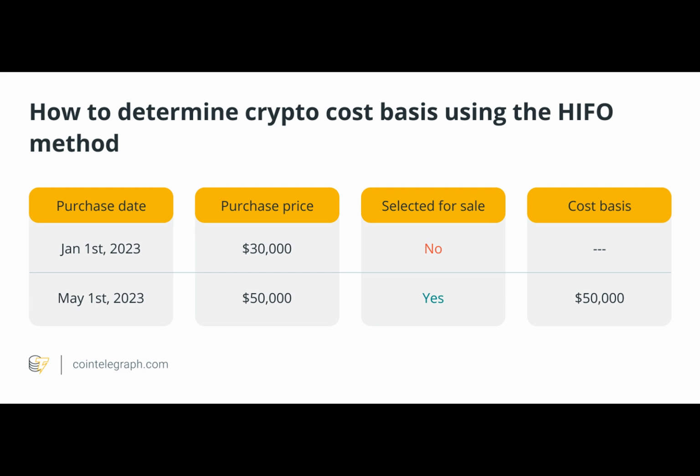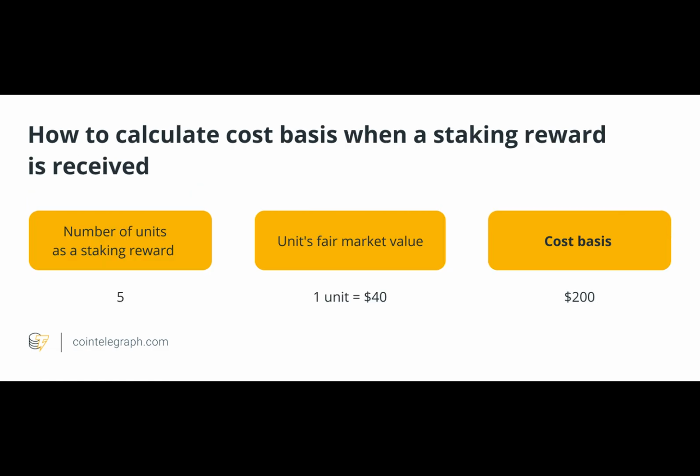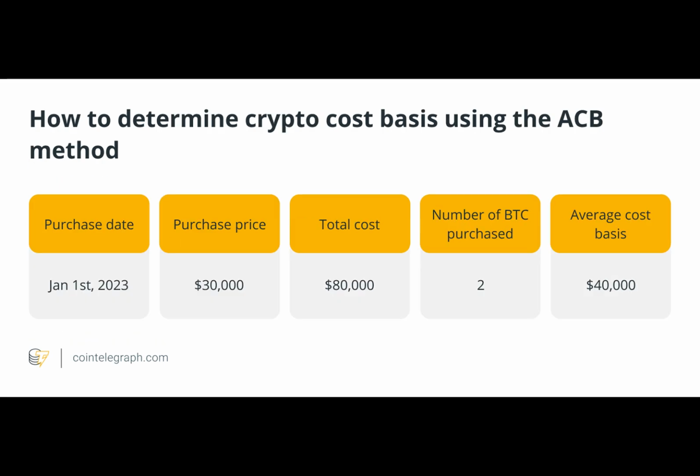The average cost approach offers a middle ground between potential tax optimization and simplicity. Adopting an average price for all holdings of the same cryptocurrency makes calculating the cost basis simpler. Investors who frequently buy and sell cryptocurrencies and wish to expedite their record-keeping procedures may find this strategy helpful.